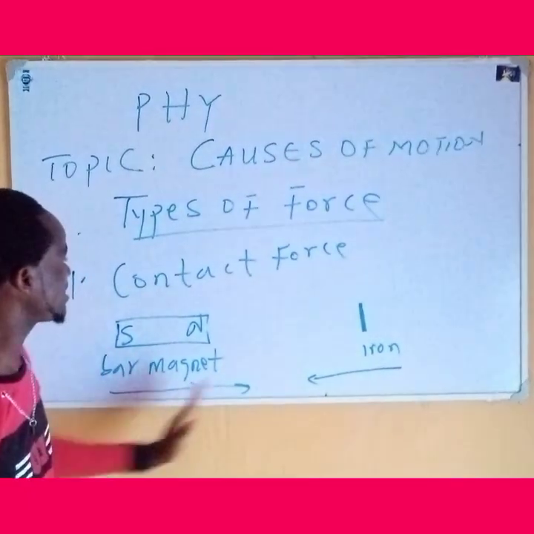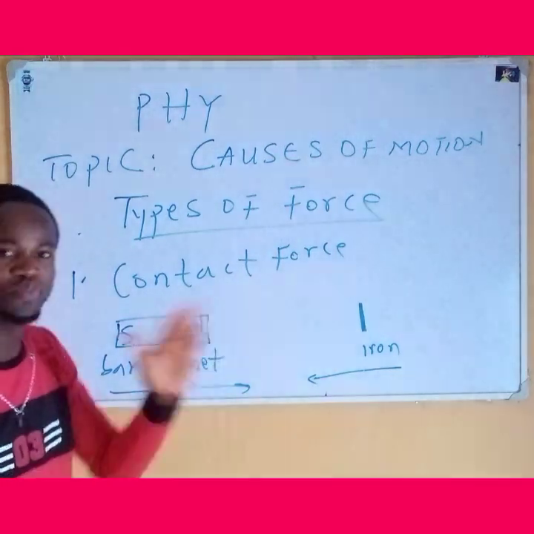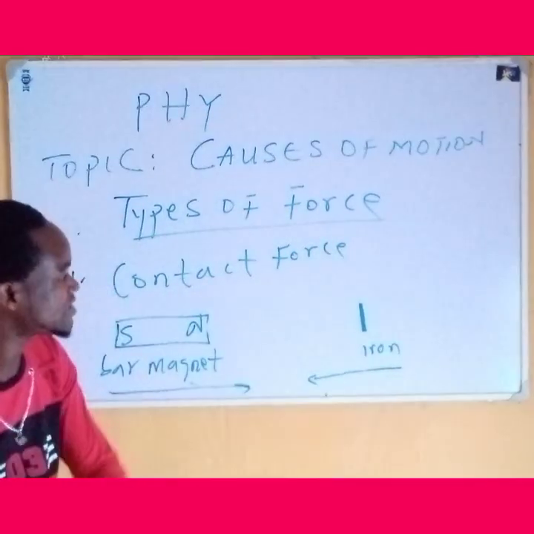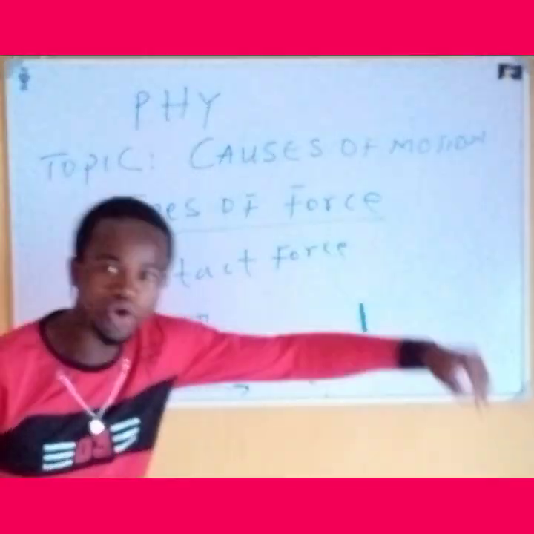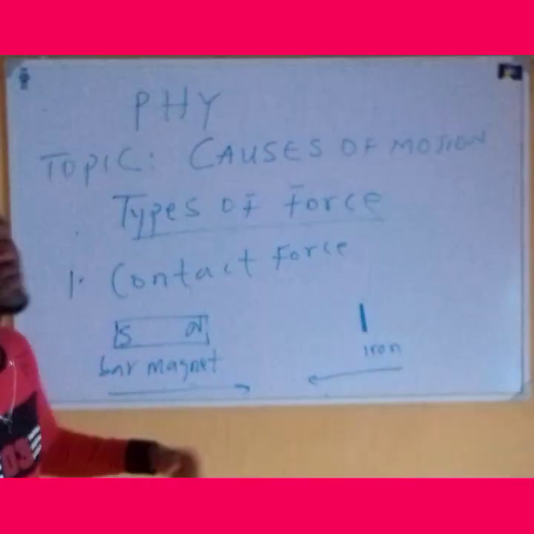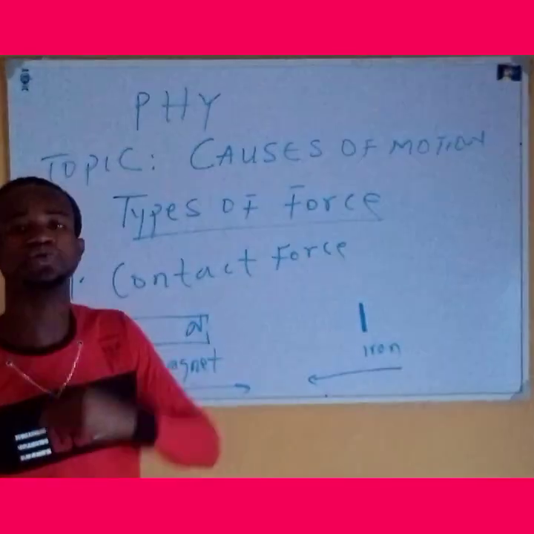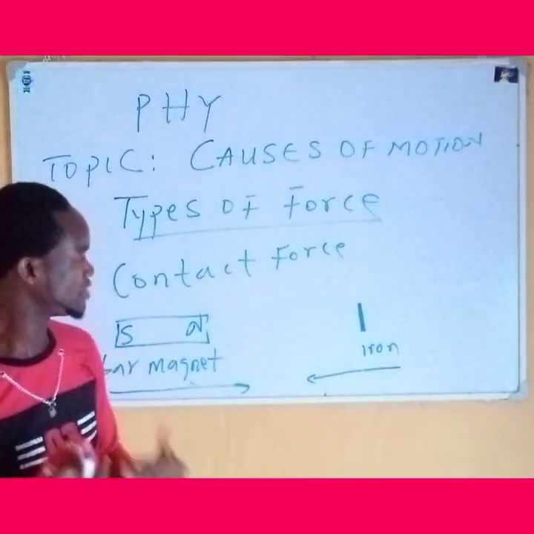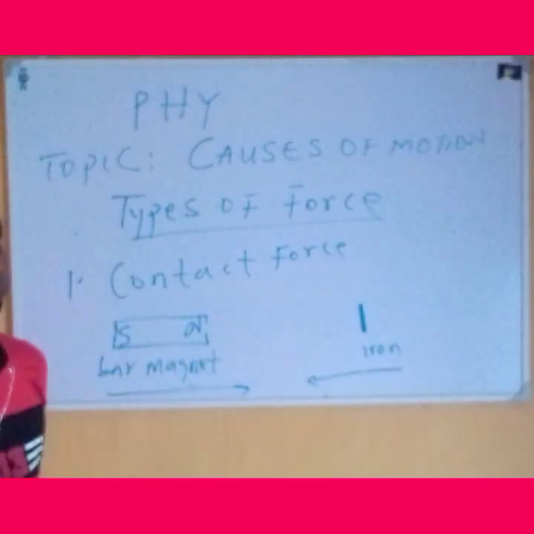So when you place an iron in front of a bar magnet, the iron will begin to deflect. It begins to shake like this. The shaking of the iron is because the iron has been subjected to a non-contact force. So for non-contact forces to have an effect, the objects whose positions they change must not be in close contact with them. Are you with me? So that is what we call non-contact forces.